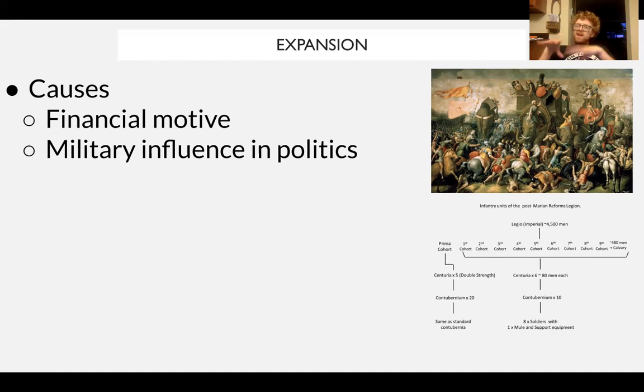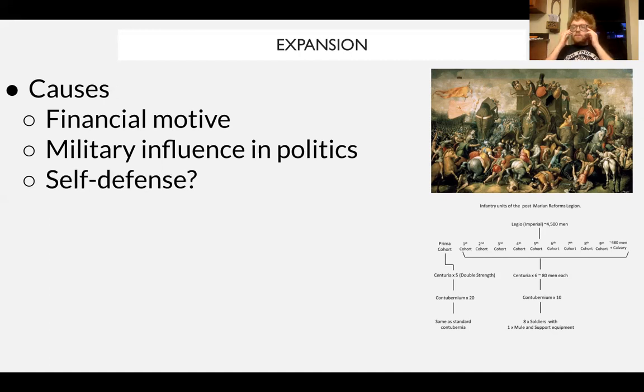But we also have that blurring of the distinctions between the military and the civilian government. We have more and more military influence on Roman politics. And as such, a very aggressive political culture is developing that is seeking to expand Roman economic influence and Roman political influence over neighboring communities.